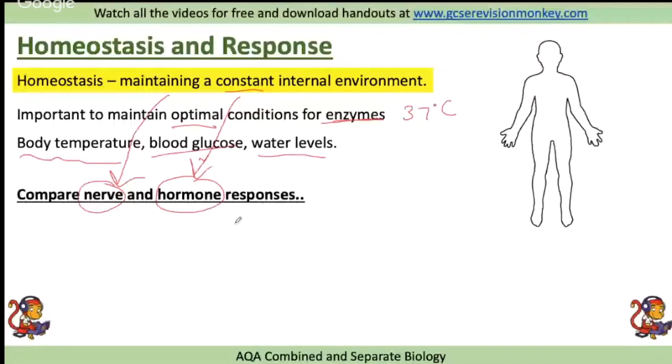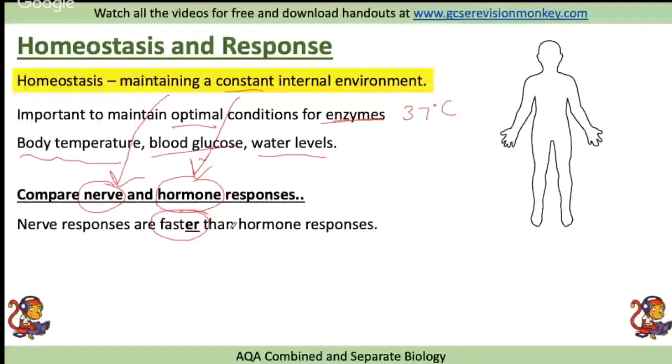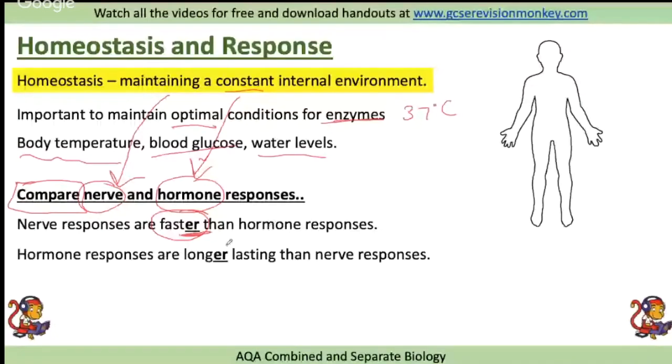So I want you to concentrate on the types of words that you need to use in a compare answer. So let's have a look at this first line here. Nerve responses are faster than hormone responses. If you're asked to compare, you must use comparative words. You can't just say nerve responses are fast. You have to make sure you're comparing it to hormones. Hormone responses are longer lasting than nerve responses.